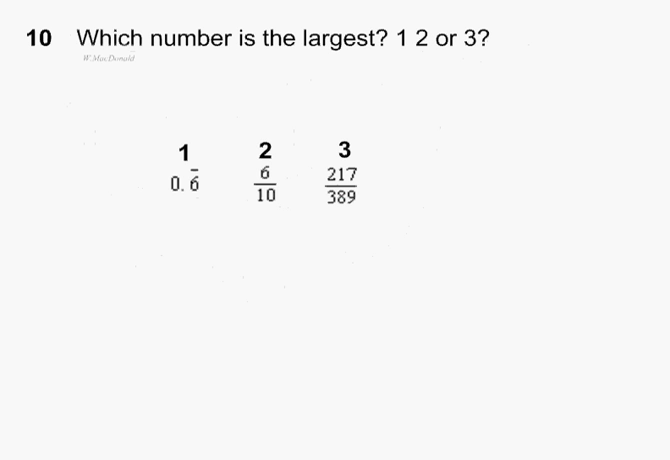Question 10, what is larger, 1, 2, or 3? Well, we just talked about repeating decimals. So 0.6 with that bar notation is 0.66666 to infinity, right? 6/10 is just 6/10, so it's just 0.6, and that's a terminating decimal, which means the rest really would be zeros if I wanted to put them in. So this is definitely smaller than number 1.